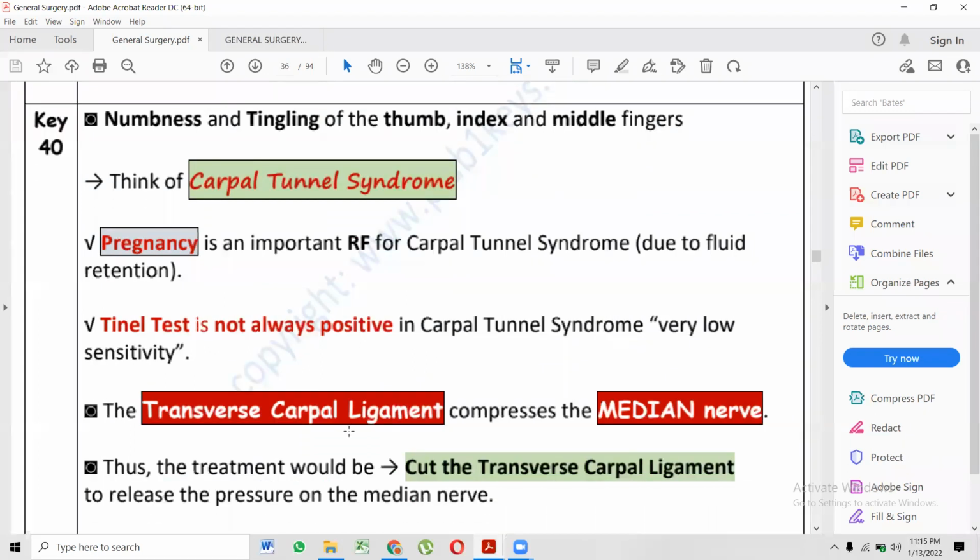Our next topic is carpal tunnel syndrome. Is there any question up till now?